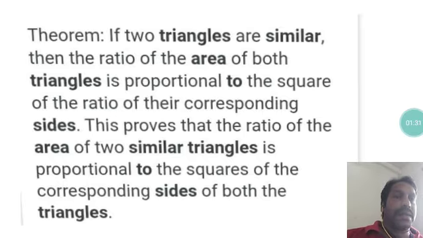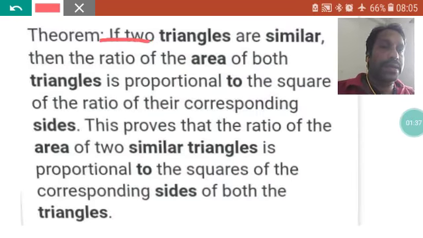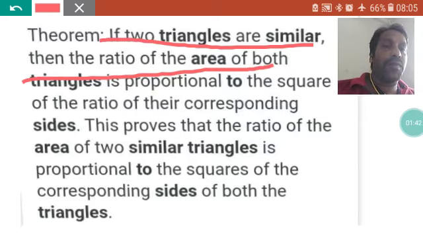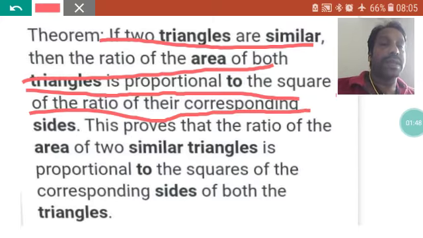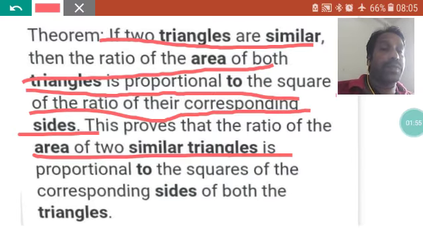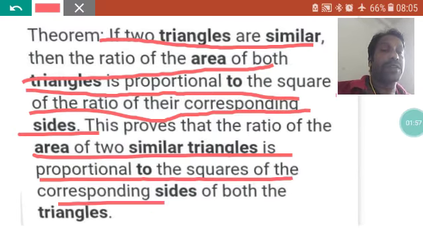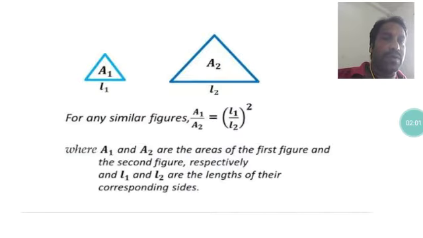This property says that if two triangles are similar, then the ratio of the areas of both triangles is proportional to the square of the ratio of their corresponding sides. That means the ratio of the areas of two similar triangles is proportional to the squares of the corresponding sides of both triangles. So this property we are going to discuss here.